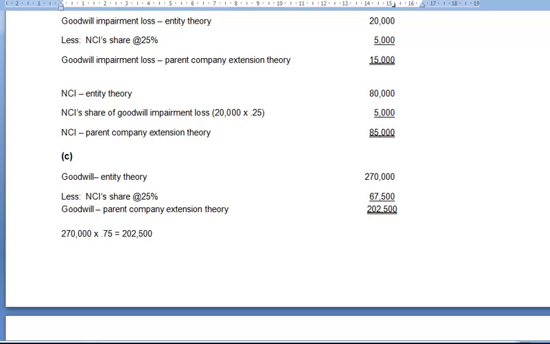Or what you can do is you can calculate it directly, because you already know that under the parent company extension theory, the parent only picks up its share of the goodwill under the entity theory. So either way will do. You can take it at the full amount and deduct 25%, or just take 75% of this right from the outset. It's okay. I think you might be used to seeing it this way, but it doesn't matter. Whichever way you prefer is fine.